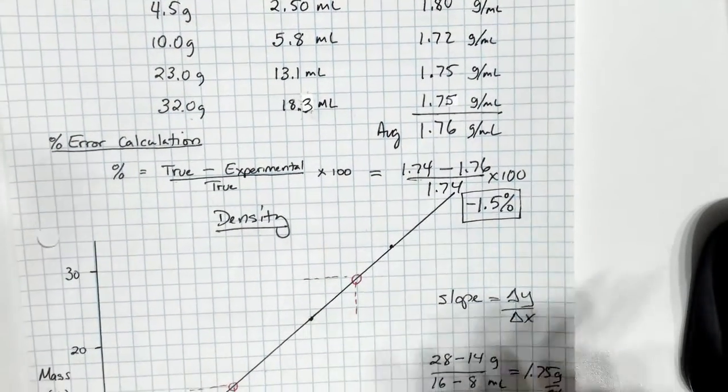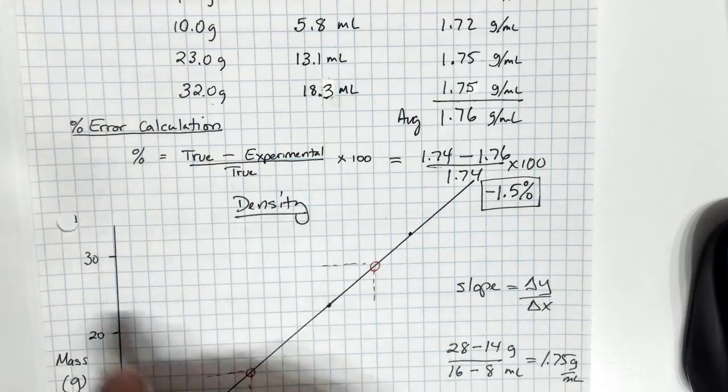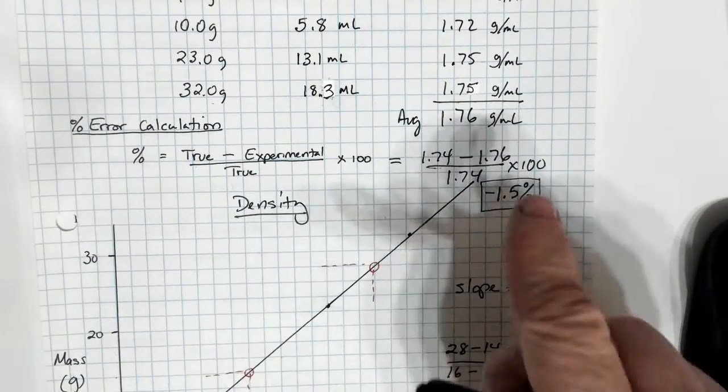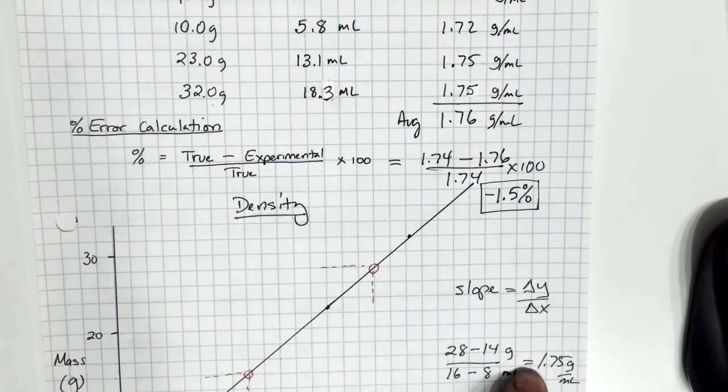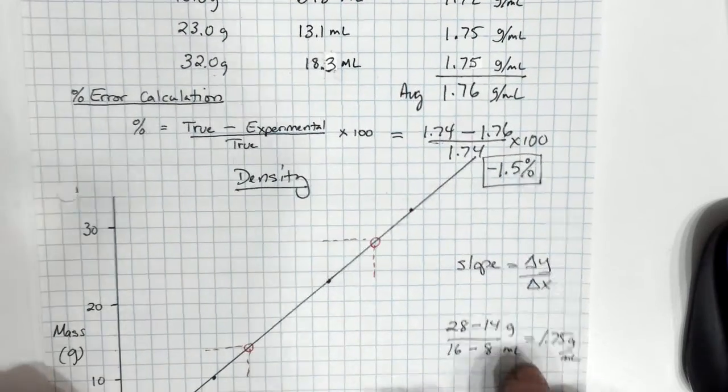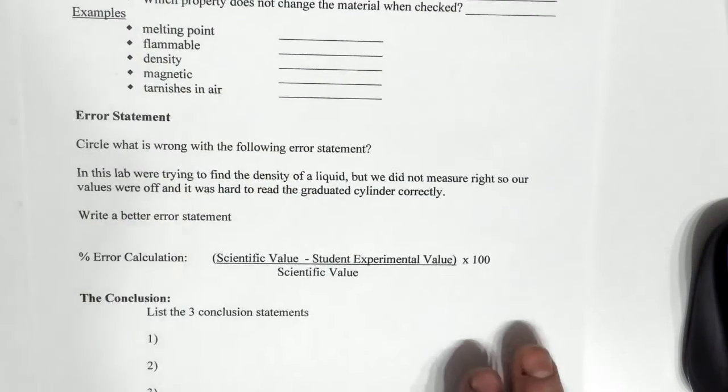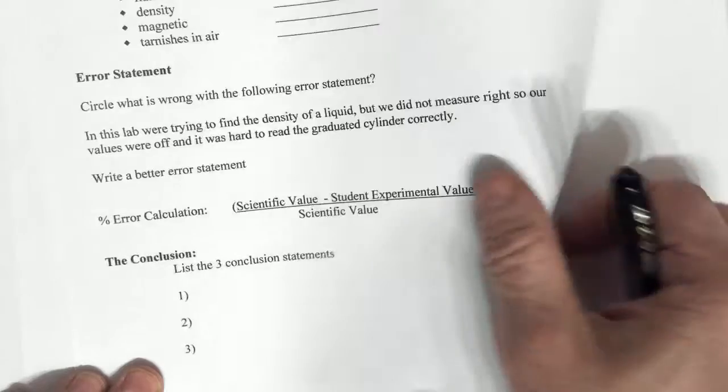Okay? So there, we talked about graphing, scales, labels, error calculations, and slope, finding slope. You're going to do that today on your graph. And then the last thing is writing a conclusion. How do we write a conclusion?